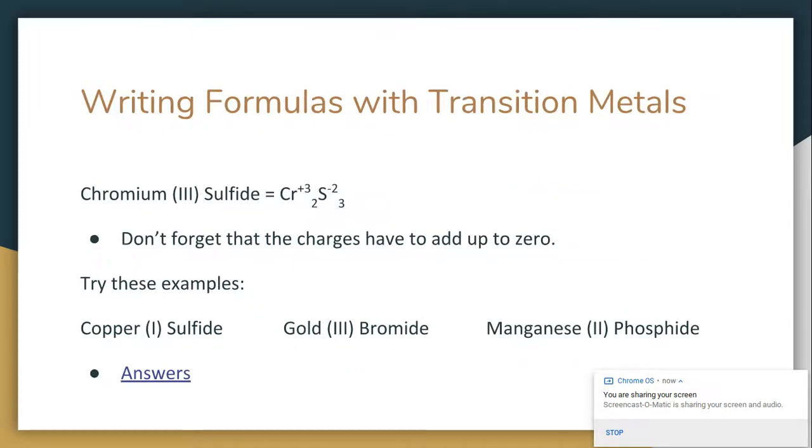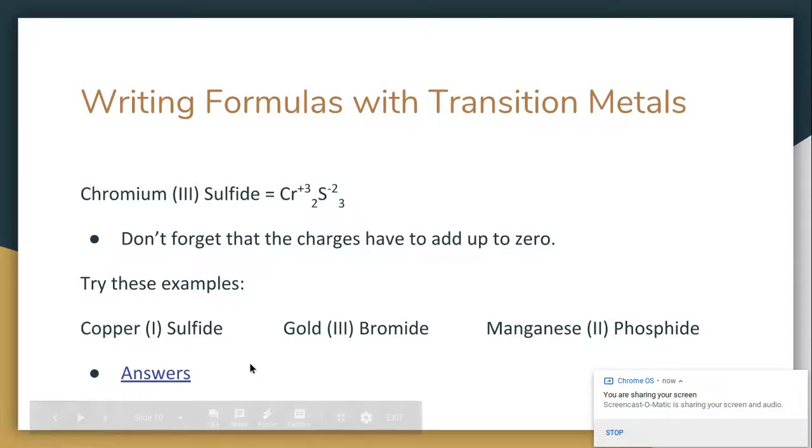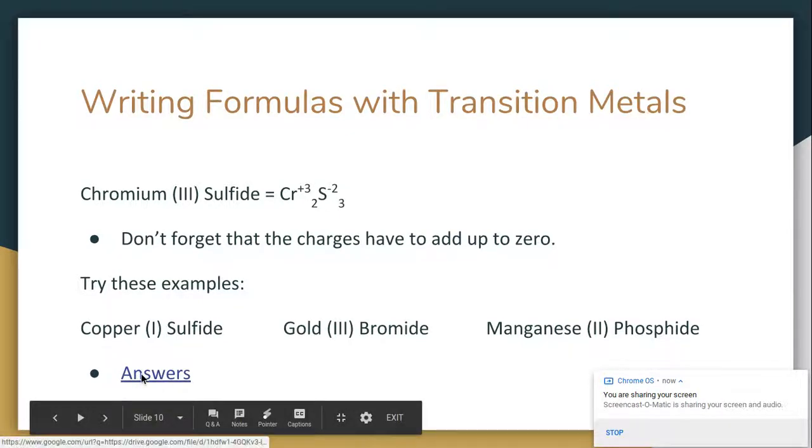Okay, here's a couple of other examples with writing formulas. So for copper 1 sulfide, the formula should be Cu2S, and that's because copper has a +1 charge and sulfur is a -2 charge. And again, we'll take a look at the work here.